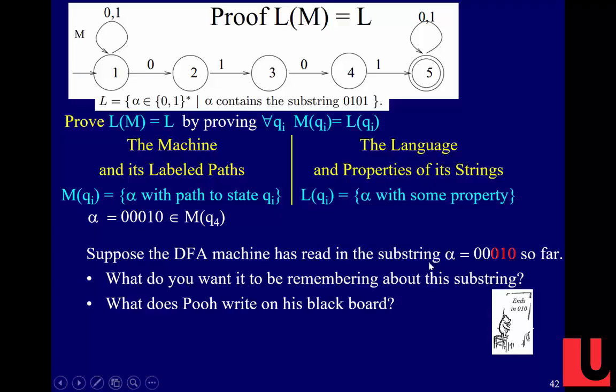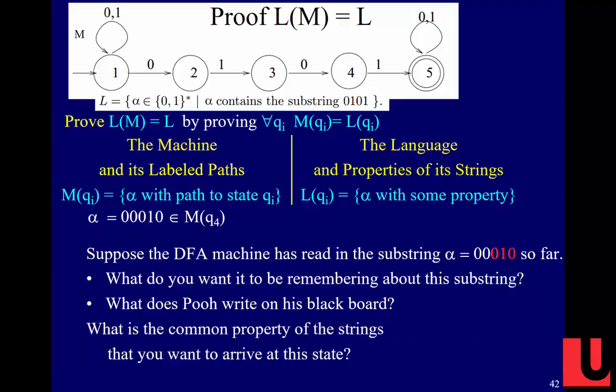So here, we have written on Pooh's blackboard that it ends in 0, 1, 0. And what's common about all the strings that arrive in that state? All the strings that arrive in state 4 will have this property that they end in 0, 1, 0. Does that make sense? And you can see if I gave you the machine and you needed to figure out what it means, this is a useful thing to do. And if I gave you the language and you needed to build a machine, then this is a useful thing to do. Everybody good?